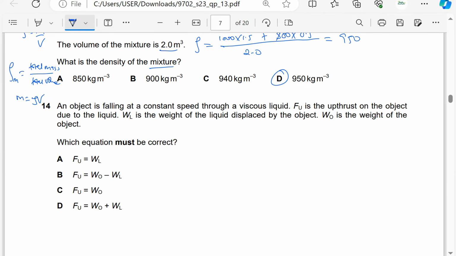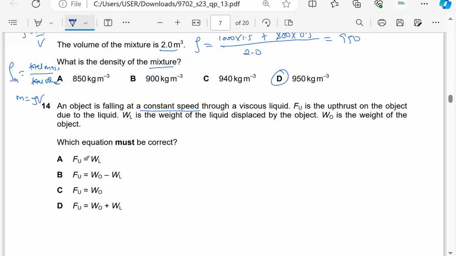An object is falling at a constant speed through a viscous liquid. Fu is the upthrust on the object due to the liquid. Wl is the weight of the liquid displaced by the object. W naught is the weight of the object. Which equation must be correct?